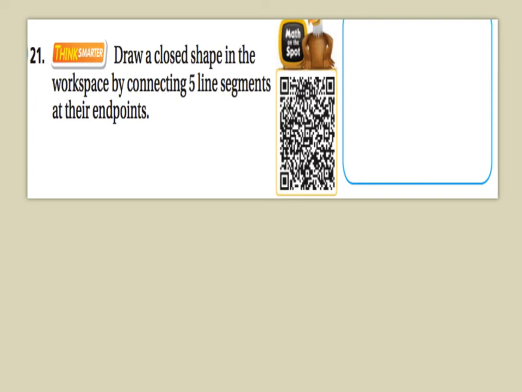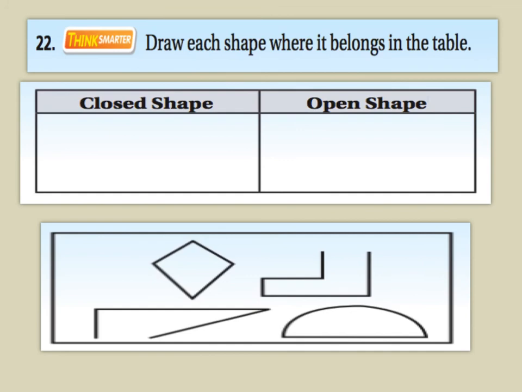Now that you unpause the video, you want to see if you drew the correct shape. So let's see. So we have 1, 2, 3, 4, 5. Now we're going to put little endpoints in there. That connects each line. So we have 5 line segments. Now, on your own, you're going to draw each shape where it belongs inside the table. So pause the video and go and do that now on your papers.